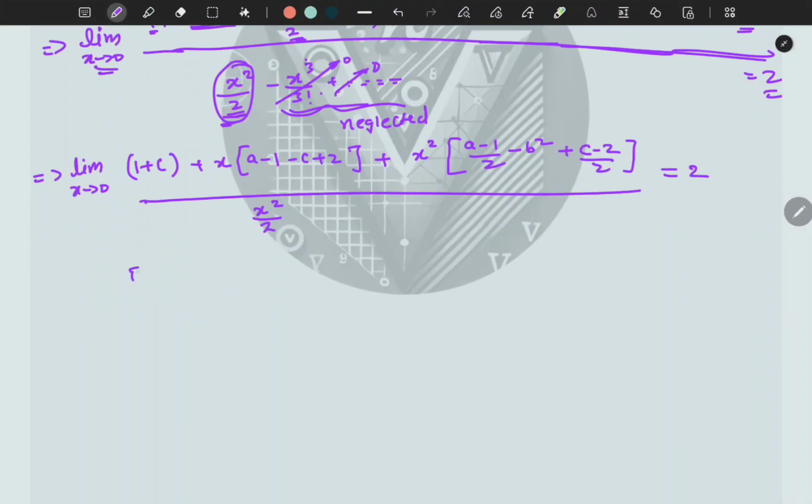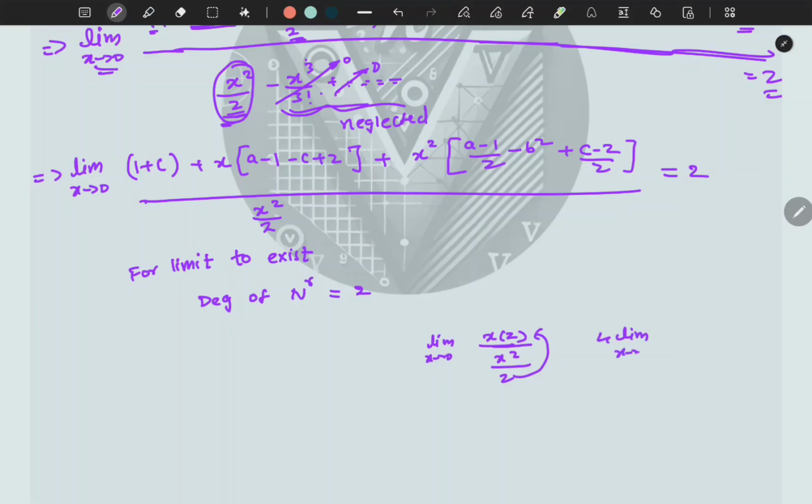Now think carefully. For the limit to exist, the degree of the numerator should be equal to 2. Why? Achha, what if the degree of the numerator is 1? Then if the degree of the numerator is 1, we will be getting something like this. For example, limit x approaches to 0, we may get x into some 2 divided by x square by 2. Now this 2 jumps to the numerator, we get 4 into limit x approaches to 0, x by x square, we can cancel one x, we have limit x approaches to 0, 1 by x. Now this will approach infinity, right? But the question says that the limit is 2. That means what?